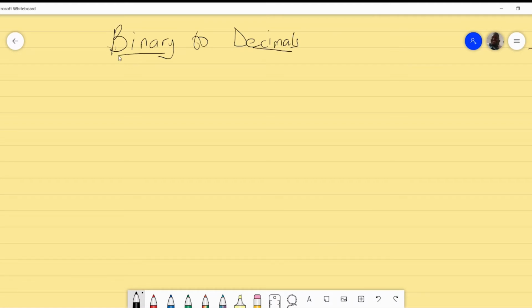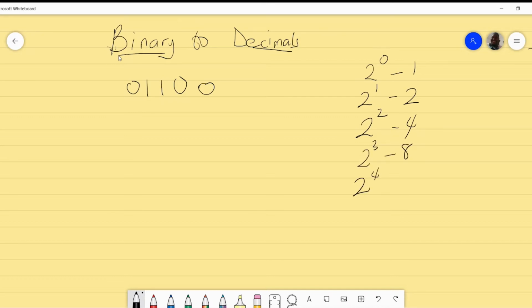So if you have binaries like, for example, 01100, what is the decimal equivalent? So how do we know? It still starts with us knowing our multiples of 2 table: 2 to the power of 0, which is 1, 2 to the power of 1, which is 2, 2 to the power of 2 is 4, to the power of 3 is 8, and on like that. You have to know your multiples of 2 to find it easy calculating all of this.